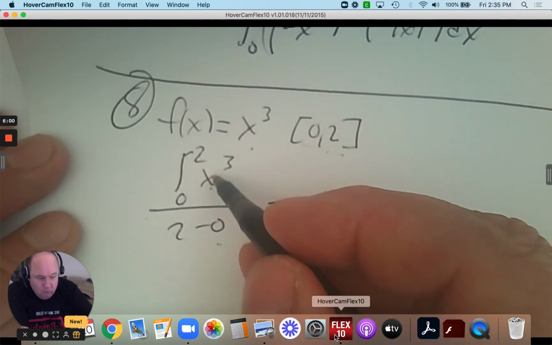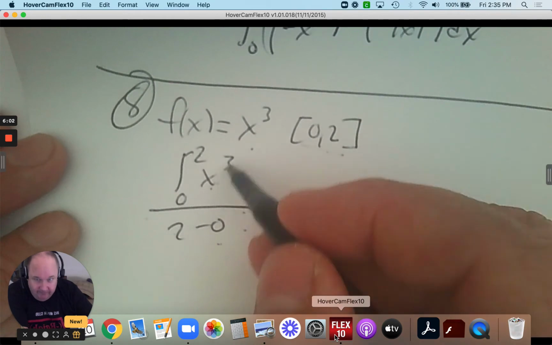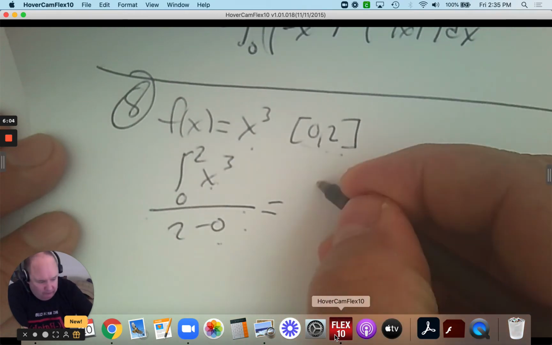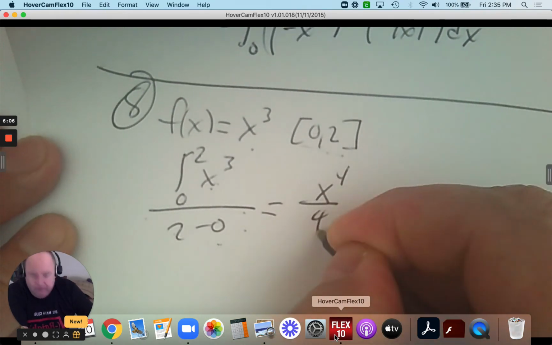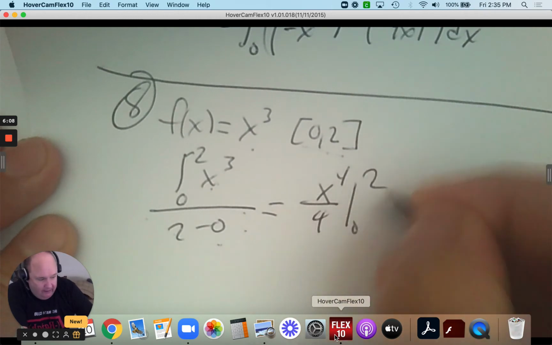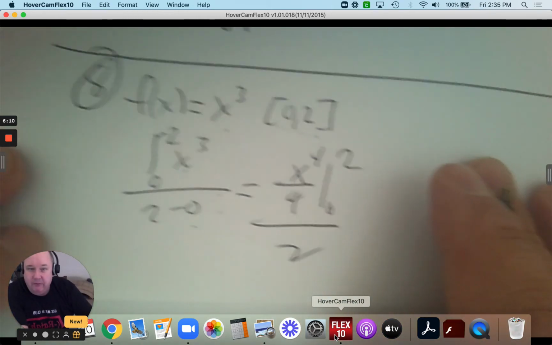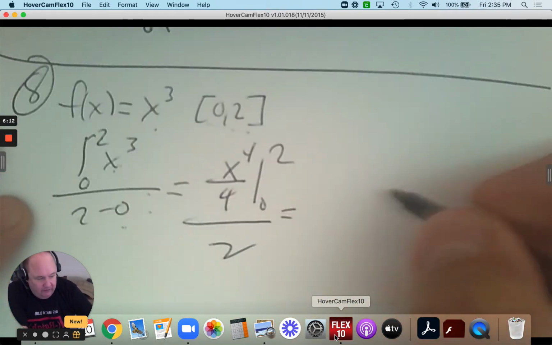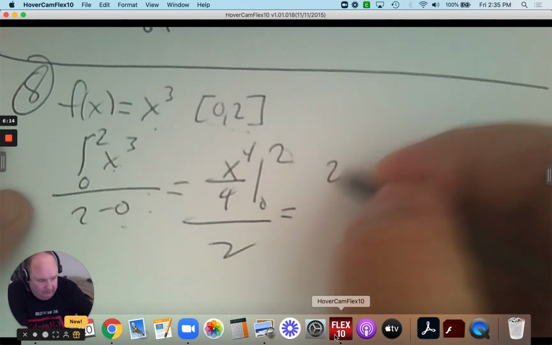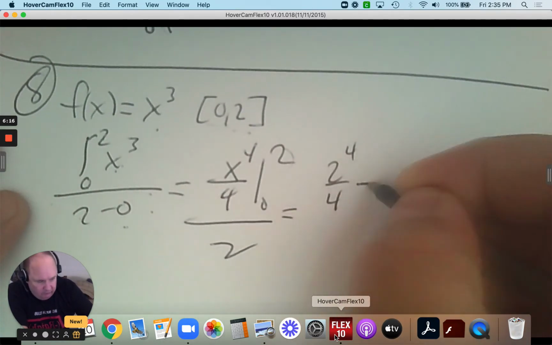The numerator, the antiderivative of x cubed, would be x to the 4th divided by 4. And again, I'm integrating from 0 to 2. And then simply you plug in the upper limit. You don't have to simplify. Subtract the lower limit.